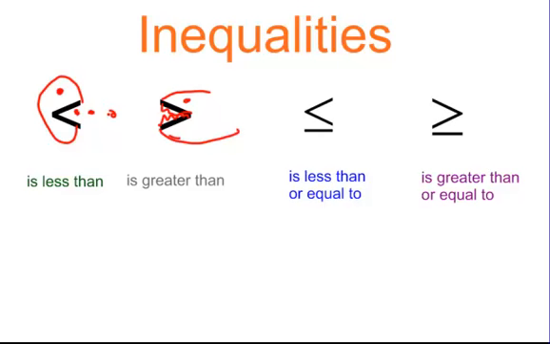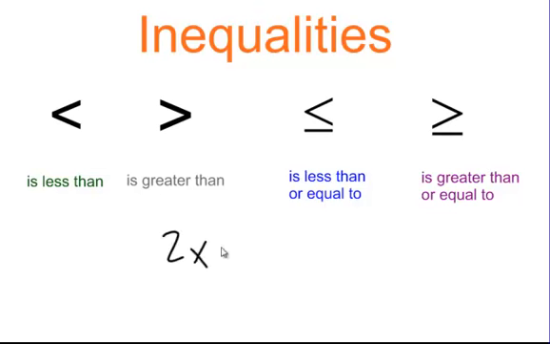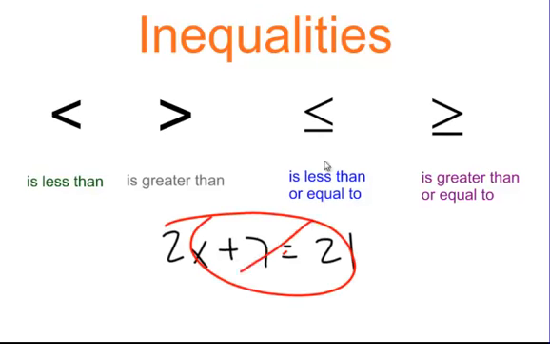But today, we're going to talk about them as they are related to equations. So far, what we've been dealing with are equations, something like 2x plus 7 equals 21. This is an equation because it has an equal sign. But today, we're not using equations, we're using inequalities. So instead of an equal sign, we're going to use an inequality sign. So write down all these inequalities: less than, greater than, less than or equal to, greater than or equal to.